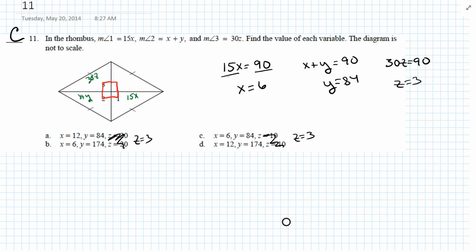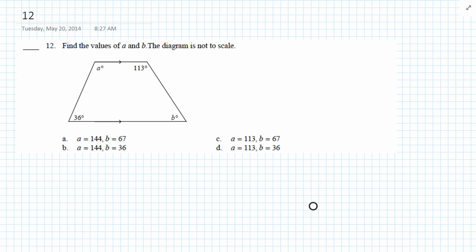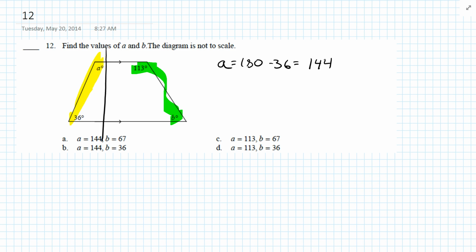Number 12. Find the value of A and B. Alright, well we've got a trapezoid here. But more importantly, we know these two angles, since they're on the same side between parallel sides, must be supplementary. So A is going to be equal to 180 minus 36, which should be 144. B should be 180 minus 113, which should be 67. So the answer is A.